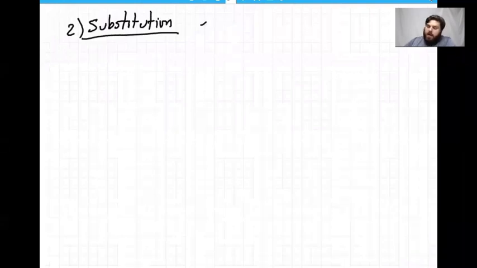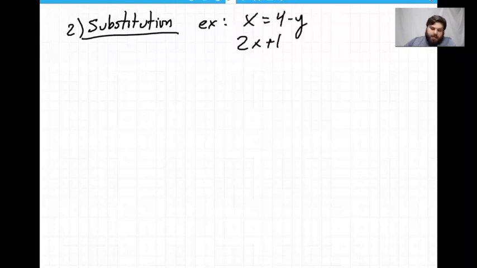Okay. Let's look at an example here. We have x equals 4 minus y, and we have 2x plus 6y equals 16. Okay. So substitution is all about solving for one variable in one of the equations. So look at that top equation, x equals 4 minus y. X is solved for, all right? So that means x and 4 minus y are equal to each other. They are the same thing.